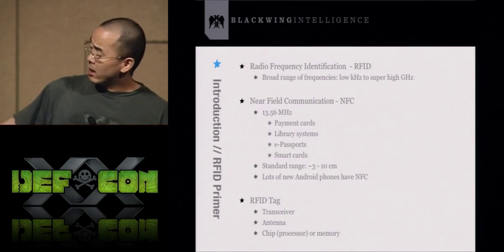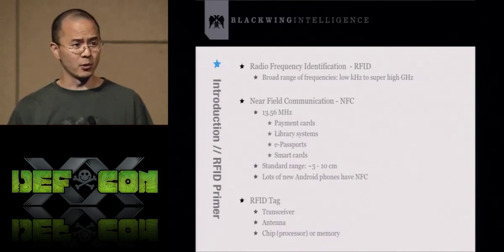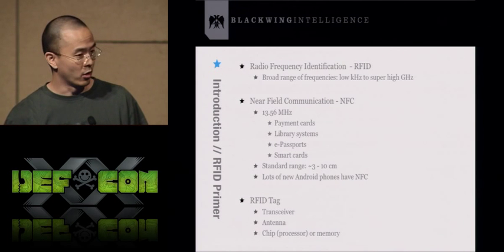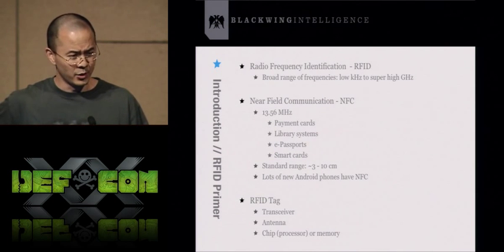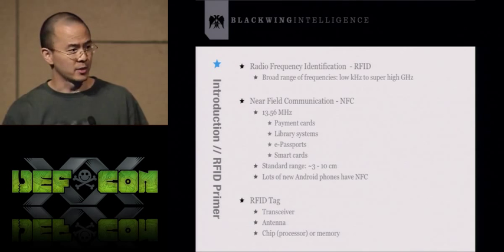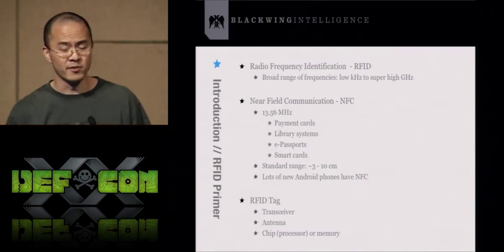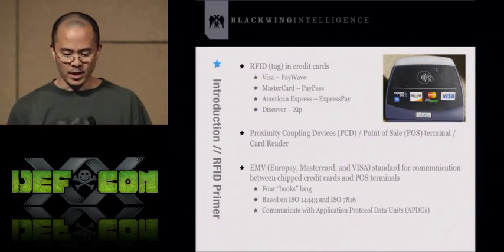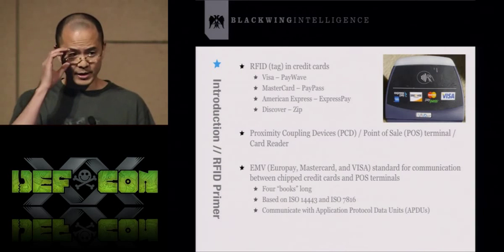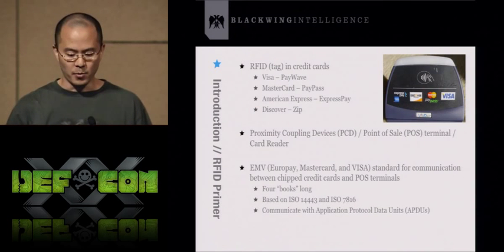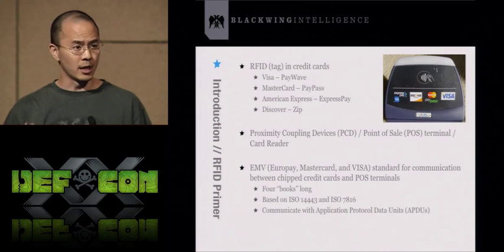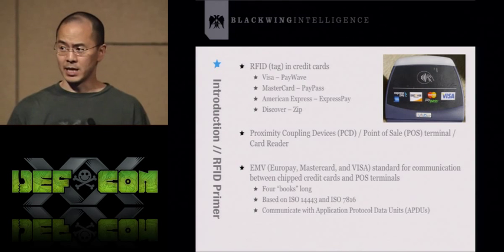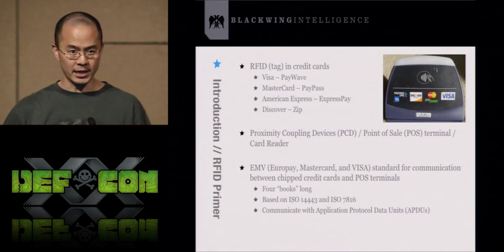An RFID tag basically consists of a transceiver, which is a transmitter and receiver, an antenna, and memory or a chip processor. So when you scan an RFID tag, it'll either spit out what's in memory or do some processing and then spit out some information. For this talk, the RFID tags we're interested in are the ones in credit cards. Visa, MasterCard, all these credit card companies have their own proprietary name for the technology they use, but really the underlying technology is all the same. It's the same basic RFID stuff.